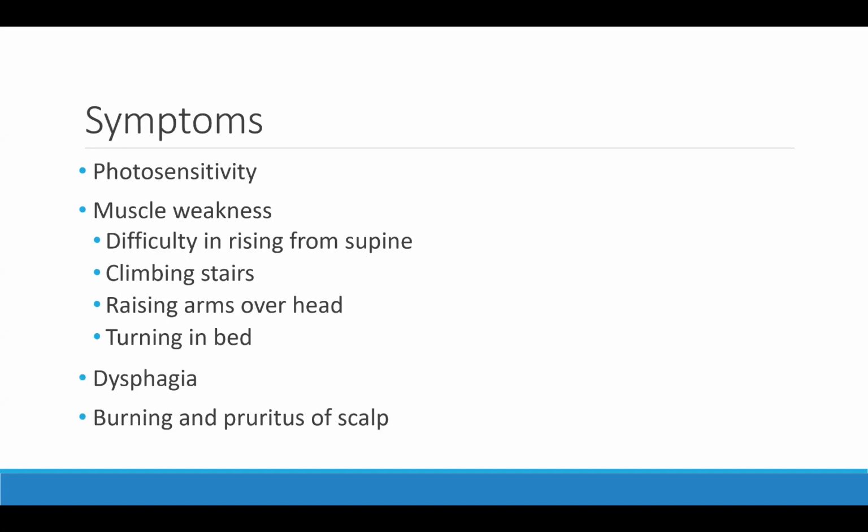Symptoms are photosensitivity, muscle weakness, manifesting as difficulty in rising from a supine position, climbing stairs, raising arms over the head, as well as turning in bed. Next, patients can also complain of dysphagia or burning and pruritus of the scalp.